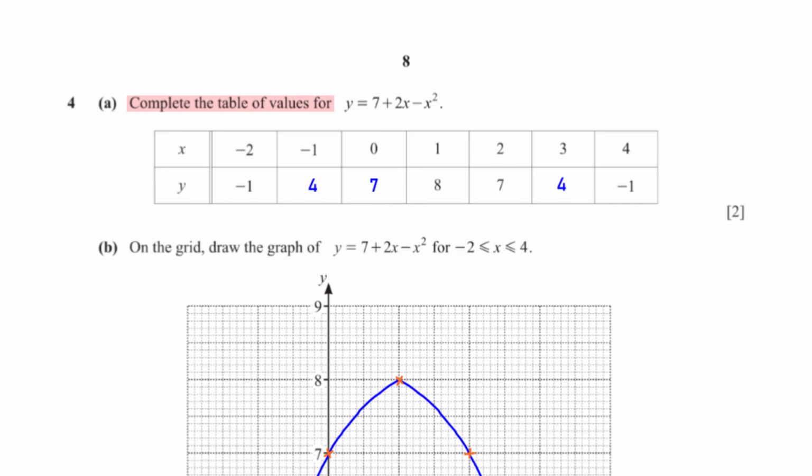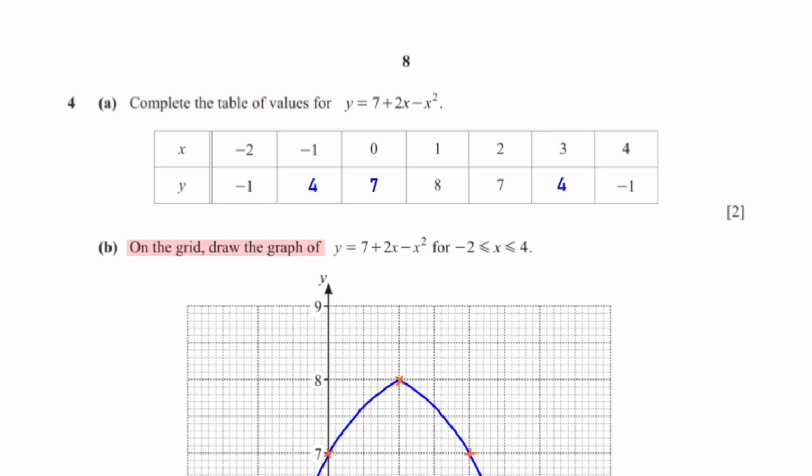Complete the table of values for y equals 7 plus 2x minus x squared. When we plug in x equals -1 into the equation, we get y equals 4. For x equals 0, we get y equals 7. And for x equals 3, we get y equals 4.